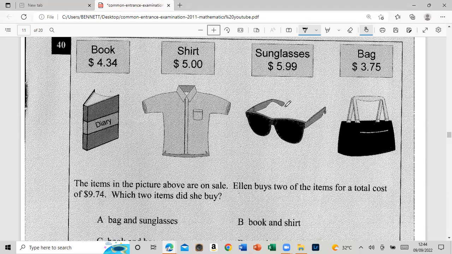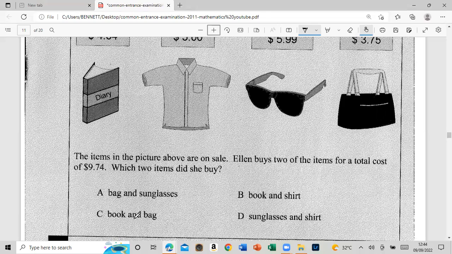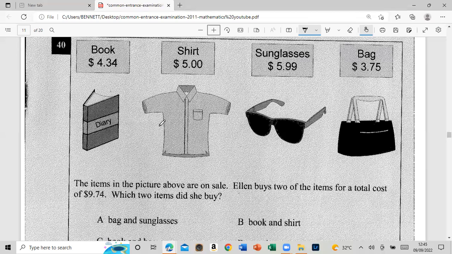It could be shirt, $5. Oh, 74 cents. No, it's not this. Oh, this is a very nice question, guys. So let's add the combinations. I like this question. Let's add it. So it's a book and a bag. We could just add them and try them. $4.34 and 3.75. Oh, we should have more sense than that. The ones that end with a 9 can't be this, right? Because to get a 9, it's supposed to end with a 4.